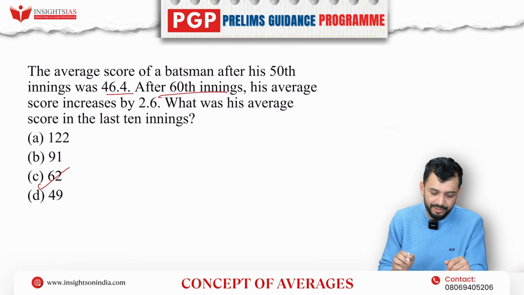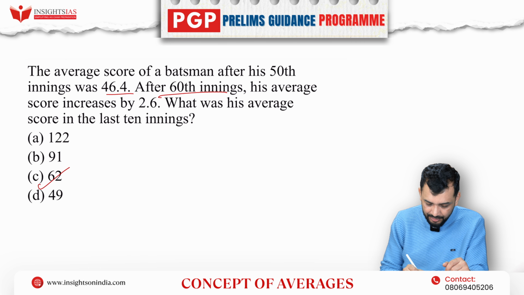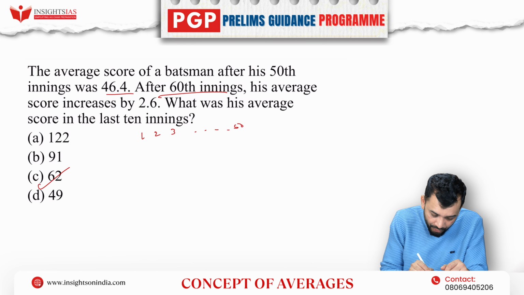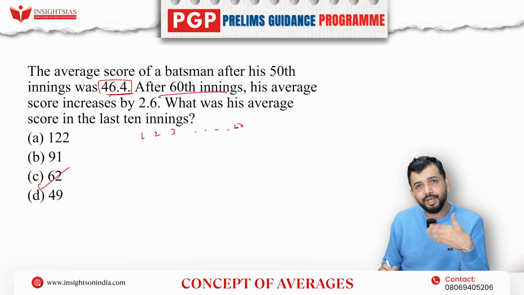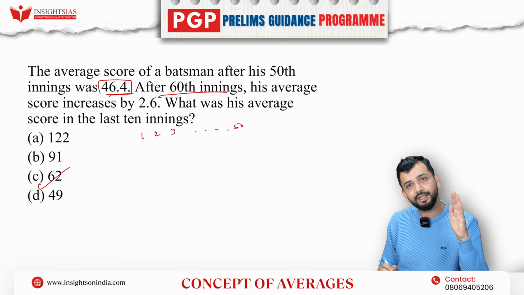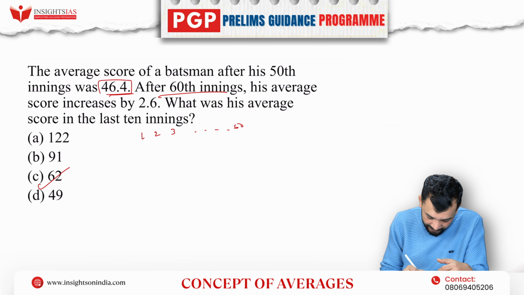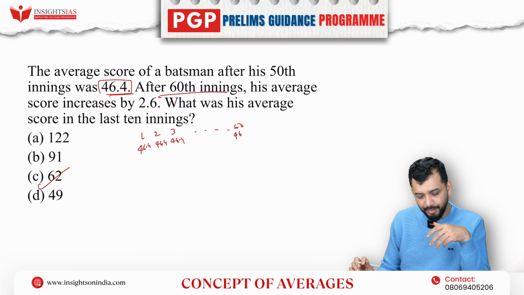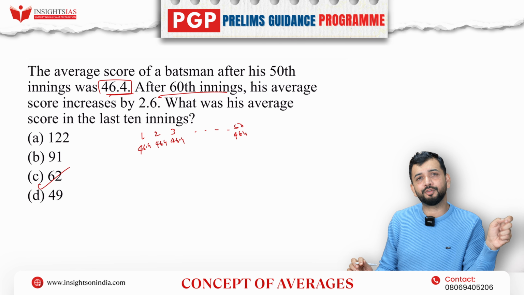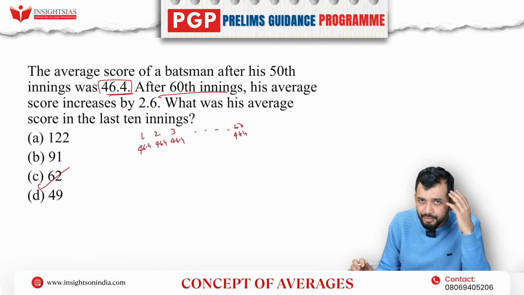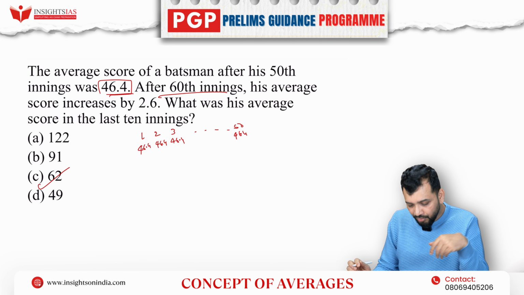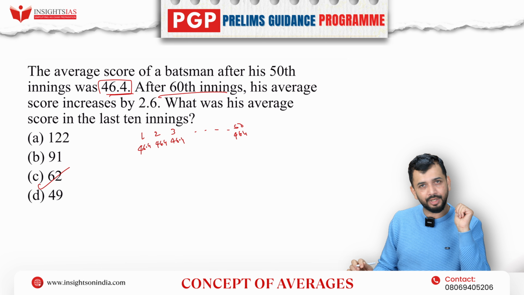What is the first thing? First 50 innings he has scored. Let's say he has scored like this, 50 innings is there. His average is 46.4. Now we know that even if you replace the average for all the innings, the total run remains same. So I can say that he has scored 46.4, 46.4, 46.4, like that for 50 innings. Realistically 46.4 runs is not possible, but we are taking it from the imagination point of view. If he had scored 46.4, then also the total remains same.